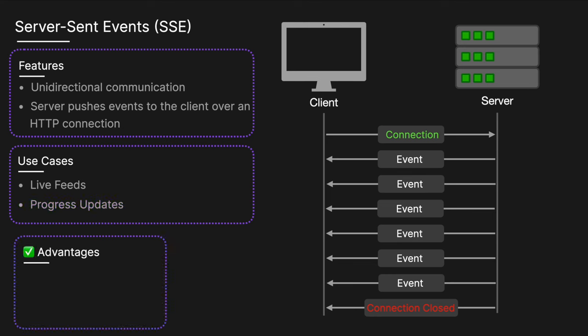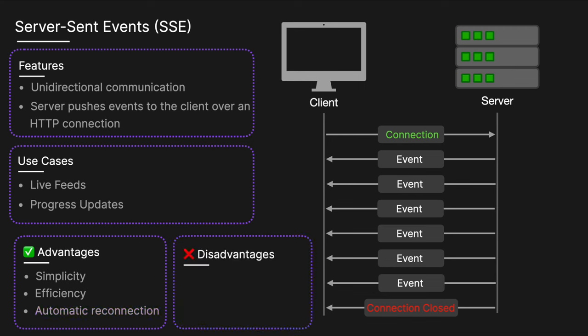The advantages include simplicity, as it's easy to implement with native browser support through the EventSource API, as well as efficiency, as there's lower overhead compared to long polling, since the connection remains open. And there's also automatic reconnection, so the client can automatically reconnect if the connection is dropped. The disadvantages include that it's unidirectional, so communication is server to client only. For bidirectional communication, another channel must be used.